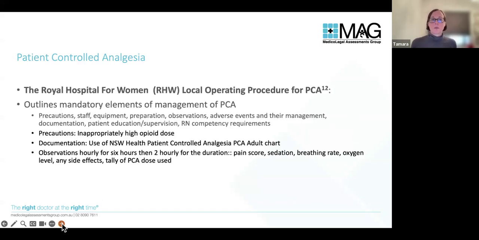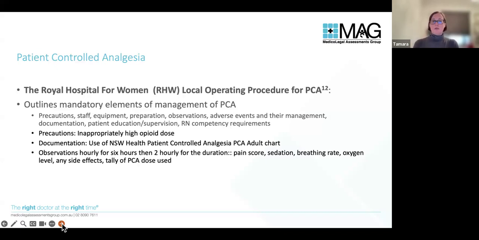I've chosen this particular PCA local operating procedure from a New South Wales hospital because it's one I'm familiar with, and it trickles down from a standard in New South Wales Health, and it talks very, very clearly about mandatory elements. It's an operating procedure, it's not a guideline.